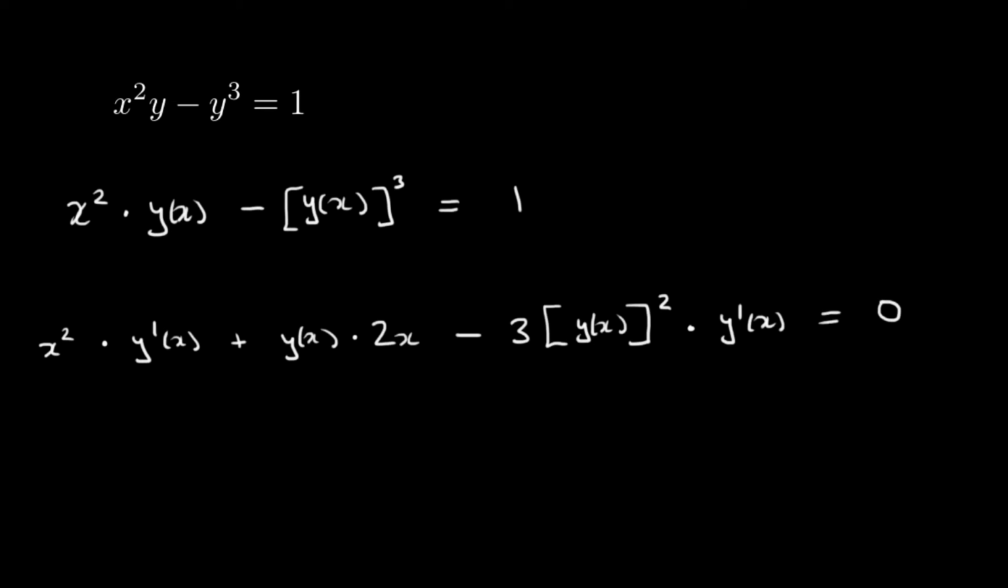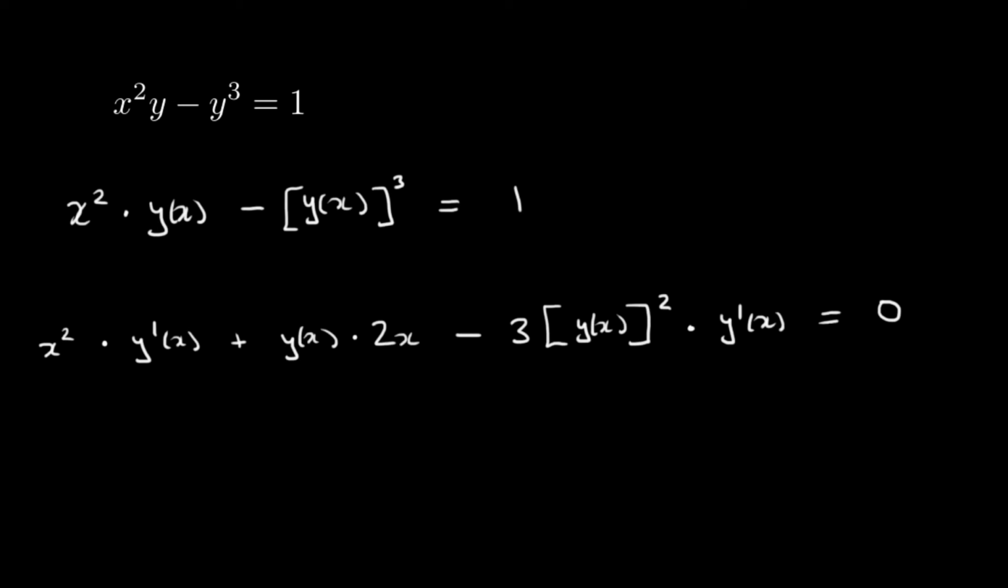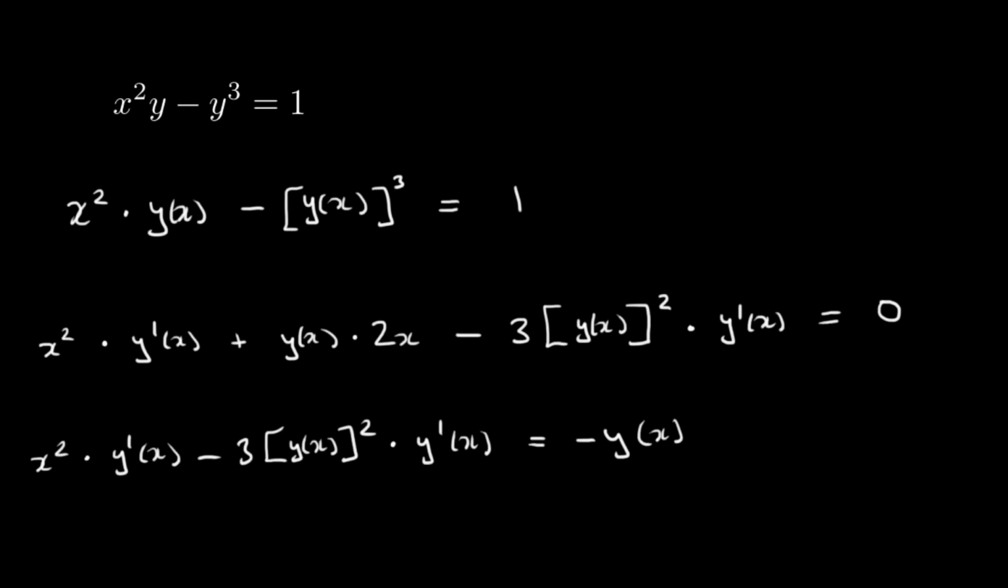So we scroll through our mess there, and we look for y prime of x, and we isolate anything with the y prime of x in it on the left-hand side of our equation. So that would mean we keep x squared times y prime of x on the left, and also that minus 3 times y of x squared times another y prime of x. So all we're really going to relocate is that y of x times 2x. And make sure I change the sign on that, of course, as we subtract that from both sides of our equation.